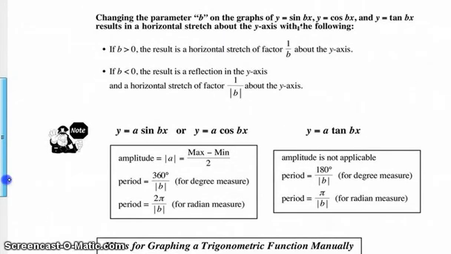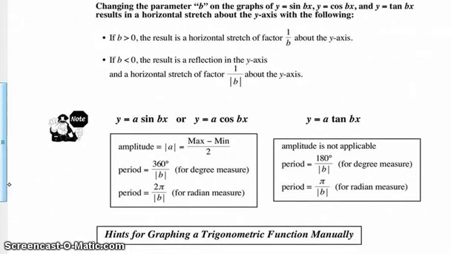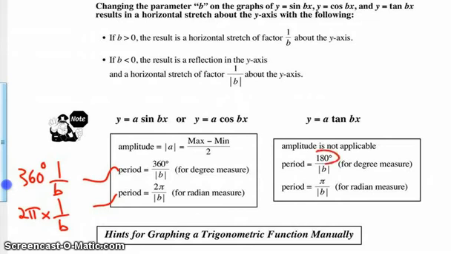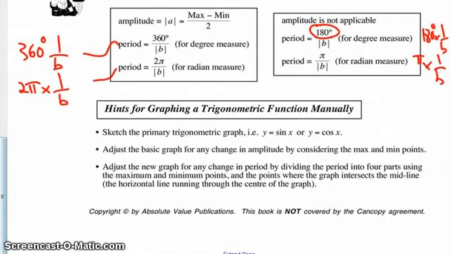The only thing I'd like you to mention here is I really want us to see this period change as something where it's 360 degrees times 1 over b, or 2 pi times the reciprocal of the b value. Whatever the b value is, you take the reciprocal. And don't forget, tangent only has a period of 180 degrees, so it's 180 degrees times 1 over b, or pi times 1 over b. Okay? We're going to graph some manually in a little bit.